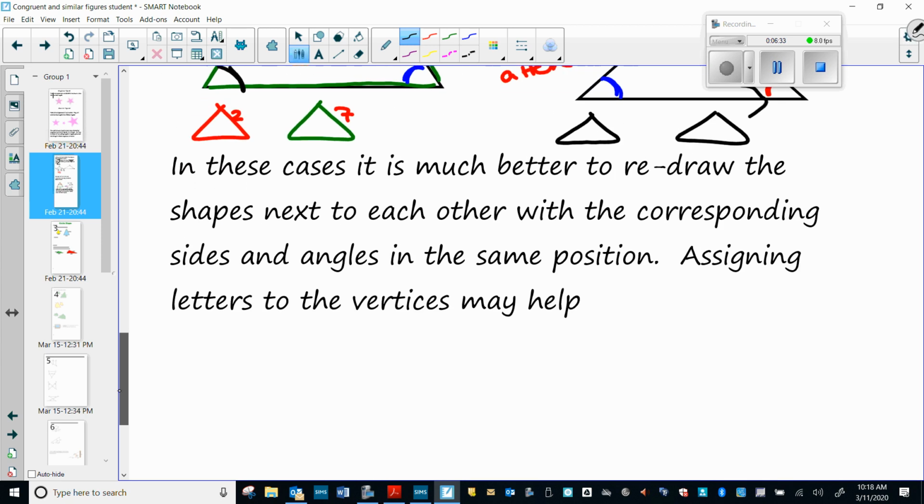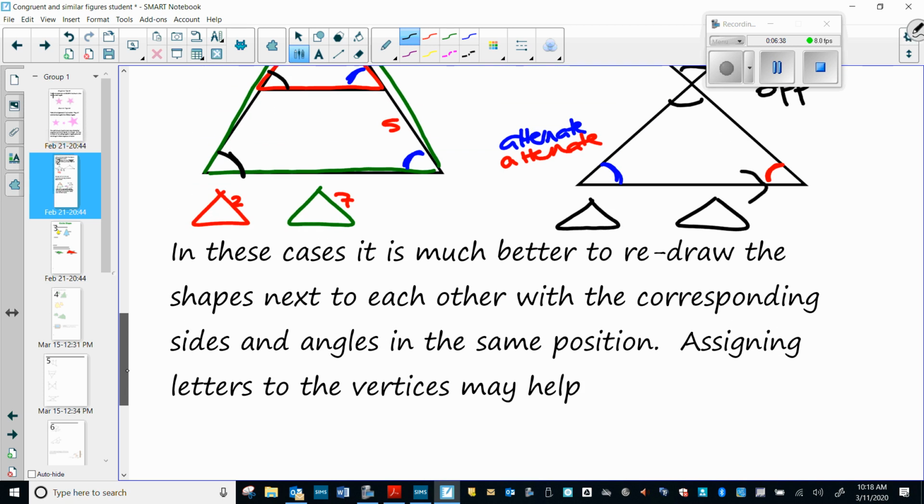Okay, so this is going to redraw the shapes next to each other. Yes. And is there space to do that? No, don't worry about it.